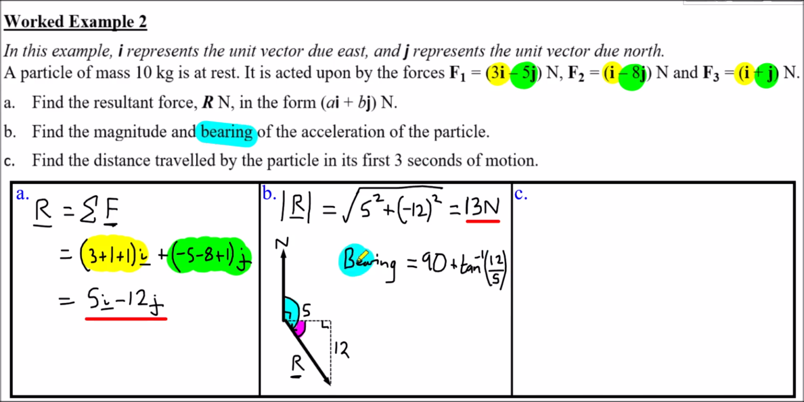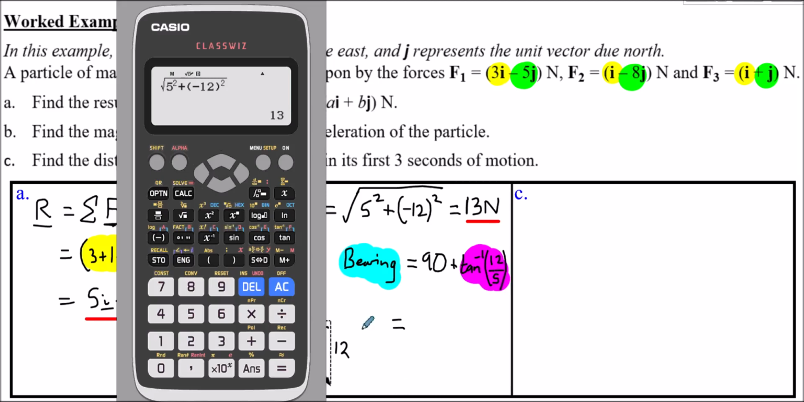So let's work this one out now. So just get the calculator ready and we should have it. So we've got here 90 plus shift, tan minus 1, 12 over 5, and that gives us a total angle of 157. Now you need to recall, bearings are 3 digits, and if you don't have enough digits, you start with zeros. So what we're going to do here is just call this 157 degrees.